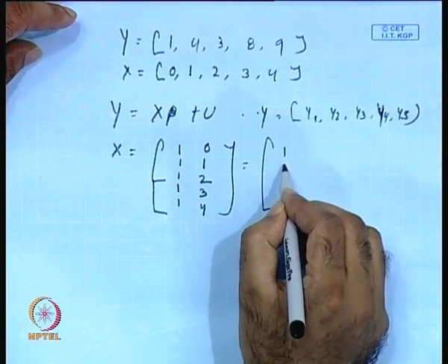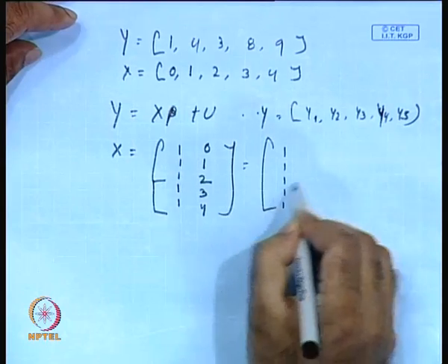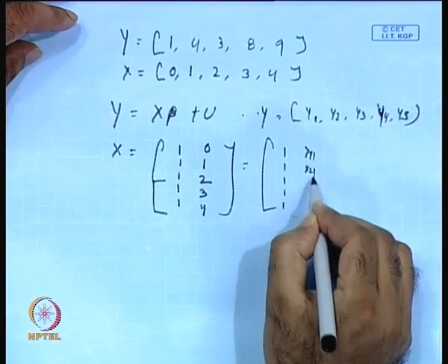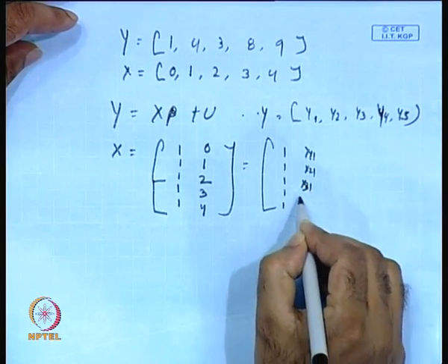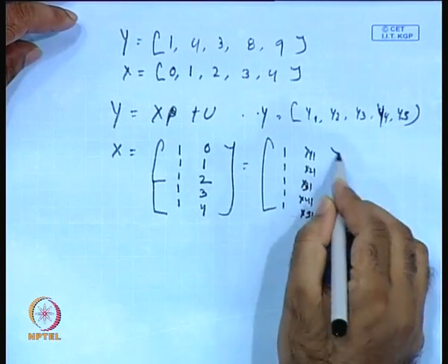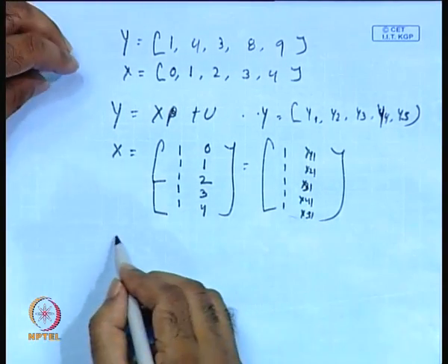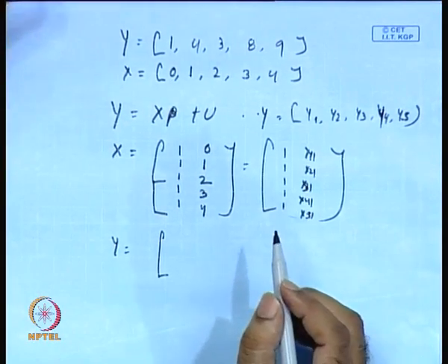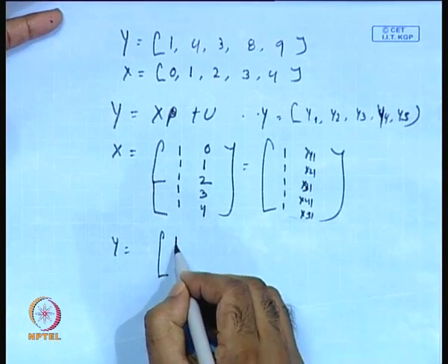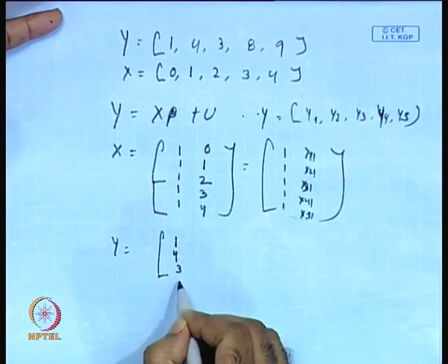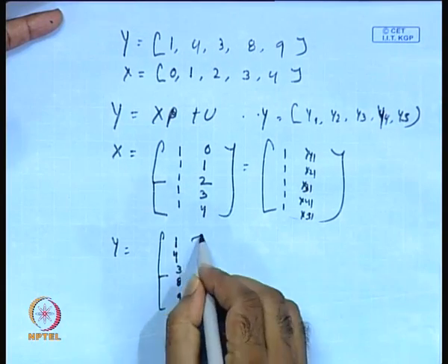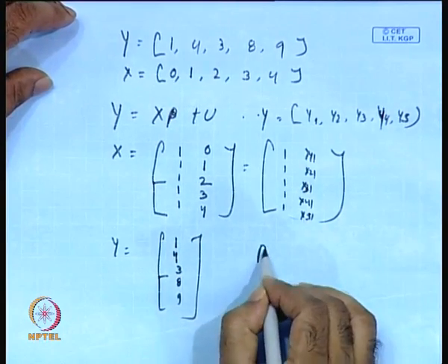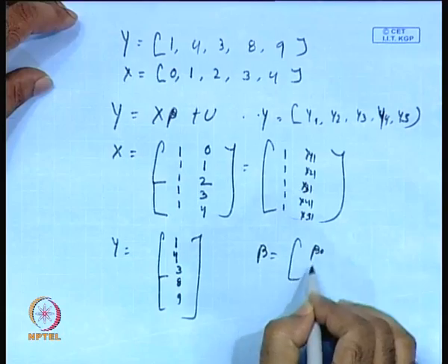The column of 1s is for beta 0, and for beta 1 the sample values are x11, x21, x31, x41, x51. So this is X, and similarly y can be represented as the column 1, 4, 3, 8, 9. Then beta is simply beta 0 and beta 1.